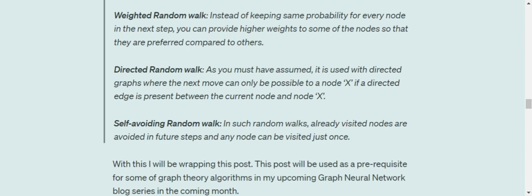So in this tutorial, we understood what random walks are and how the definition of random walk differs in time series and in graphs.